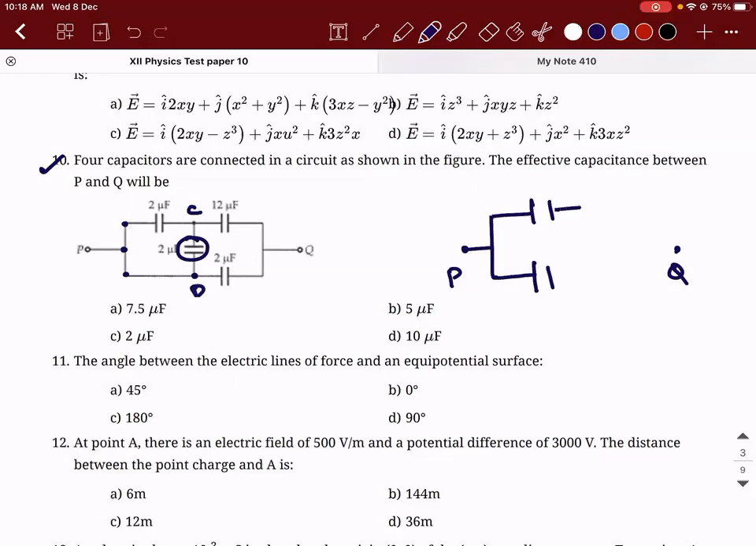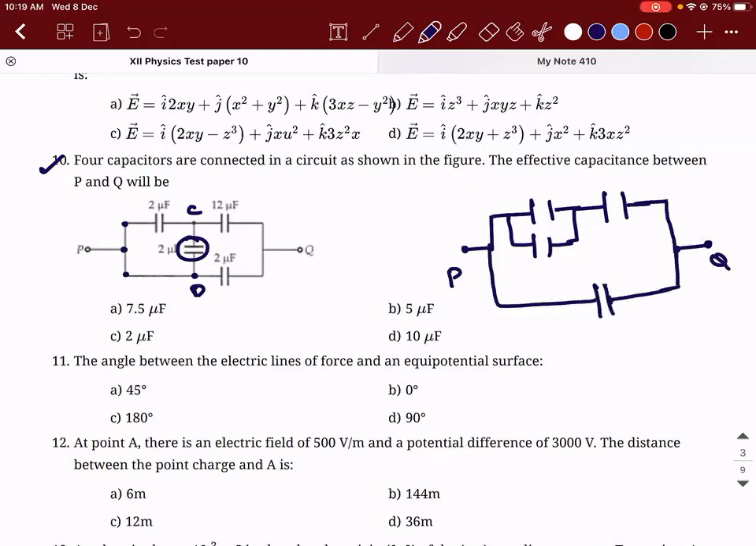Are you able to understand what I'm doing? Right? Are you able to understand, everyone? So it will be something like this. Then that will be in series with the 12 microfarad capacitor. And the whole thing will be like this, because I told you these 2 points are at the same potential. So this 2 microfarad capacitor is directly connected between the points P and Q. So this is 2, this is 12, this 2, this 2. So these 2 are in parallel. So this becomes how much?